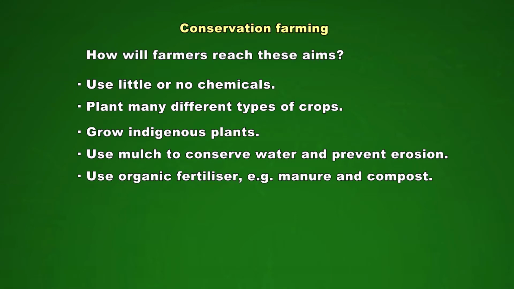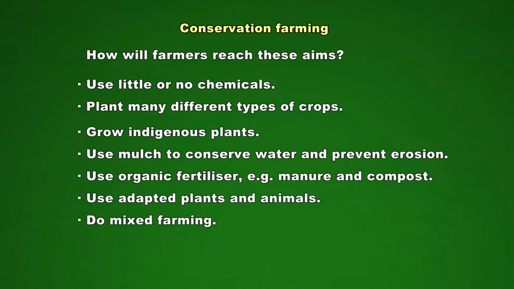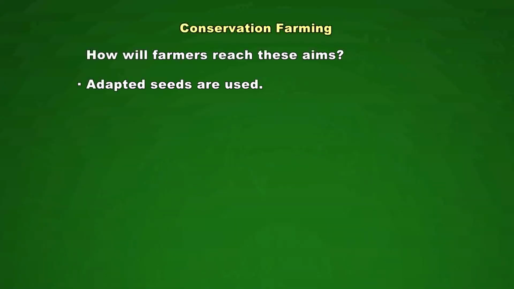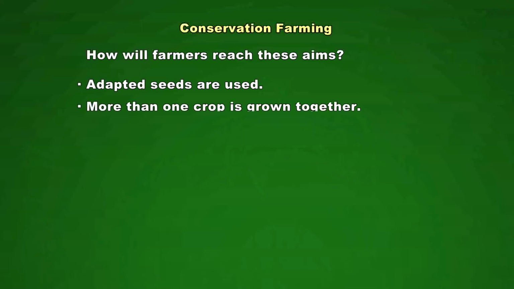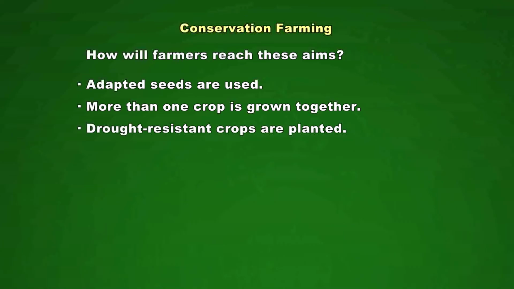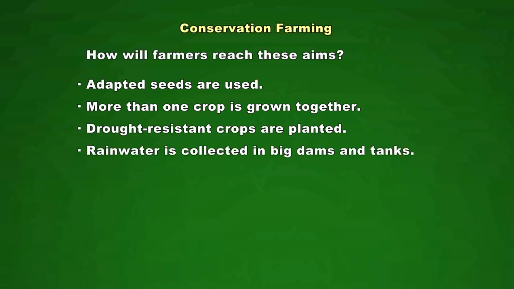Manure and plant waste from the farm are used to fertilize the soil. Only plants and animals suited for the land are farmed with. Animal and crop farming takes place at the same time. This is referred to as mixed farming. Adapted seeds are used. More than one crop is grown together. Drought-resistant crops are planted. Rainfall water is collected in big dams and tanks.